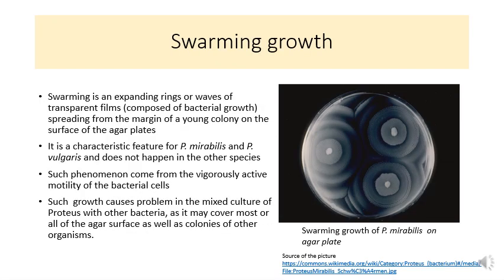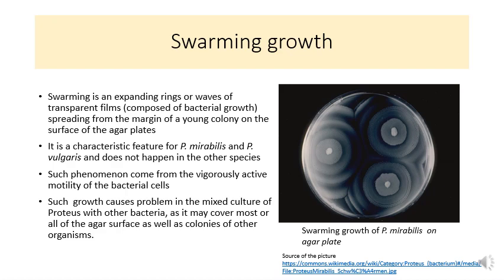The swarming growth of the Proteus, as we can see from this picture, these are three colonies of the Proteus mirabilis on the agar plate. And we can see that there is a kind of rings or waves spreading away from the center or the margins of each colony into the surface of the agar plate. This is called the swarming growth, and it is, as we mentioned, a ring or waves of transparent films composed of the bacterial growth spreading from the margin of the young colony on the surface of the plates. This is a characteristic feature of the two species, Proteus mirabilis and Proteus vulgaris, and it does not happen in the other species of this genus.